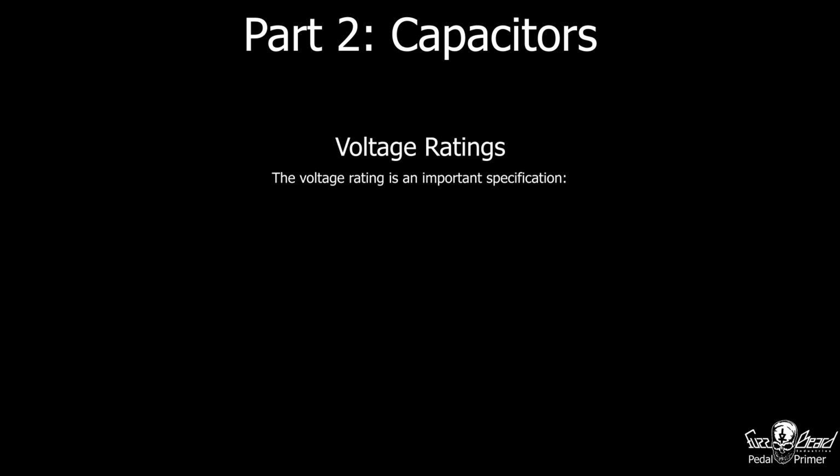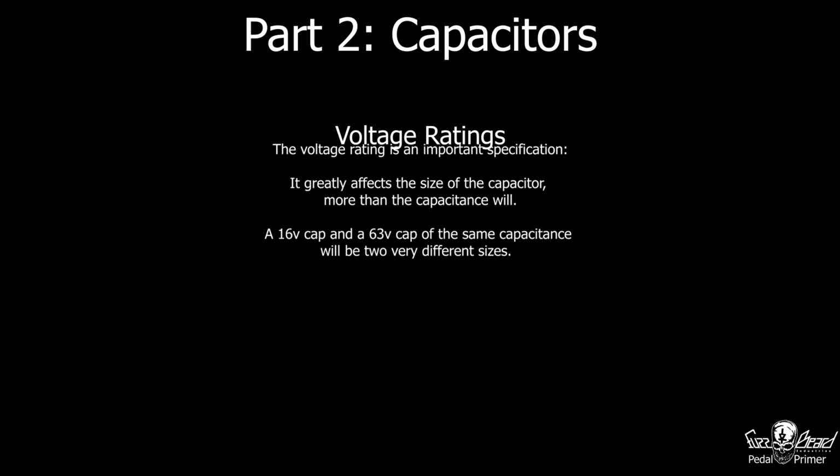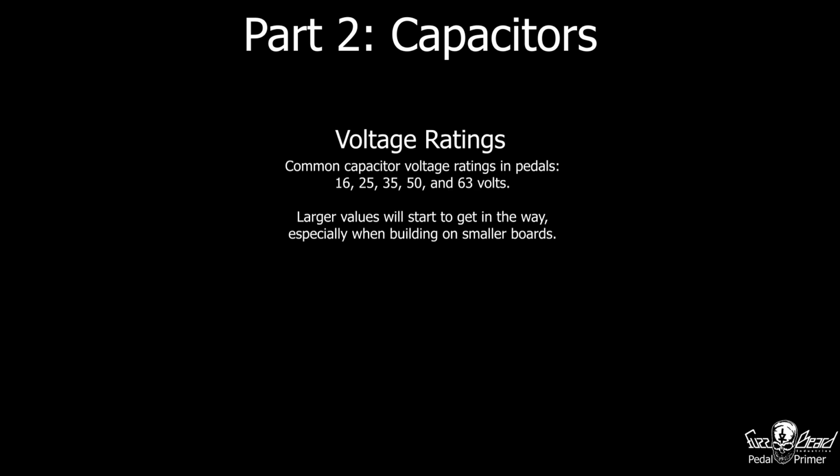Voltage rating. The other important bit of info that you'll find on the body of a capacitor is its voltage rating. This is important because it affects the size of the capacitor far more than its capacitance does. You can have two capacitors of the same value but different voltage ratings, and they'll be two very different sizes. Common voltage ratings are from 16 to 63 volts, certainly no more than 100 volts, as they will start to encroach on the territory of other components in your build with their imposing bulk, and you might have trouble fitting everything in, especially if you're building a board design with a tight layout.